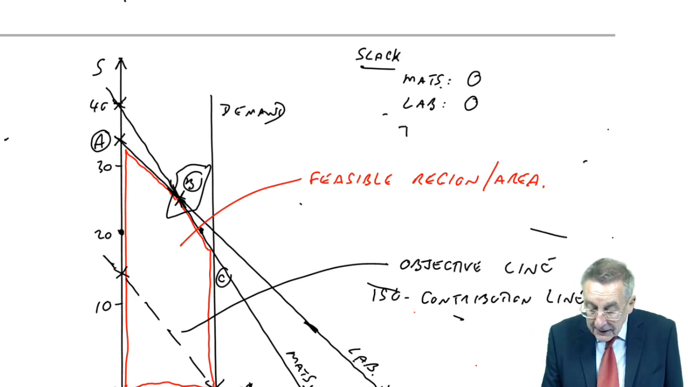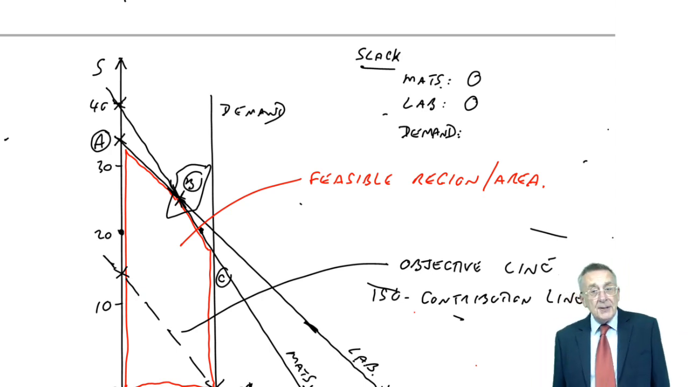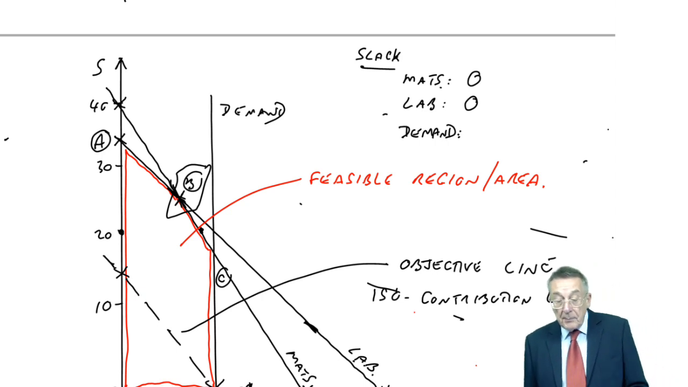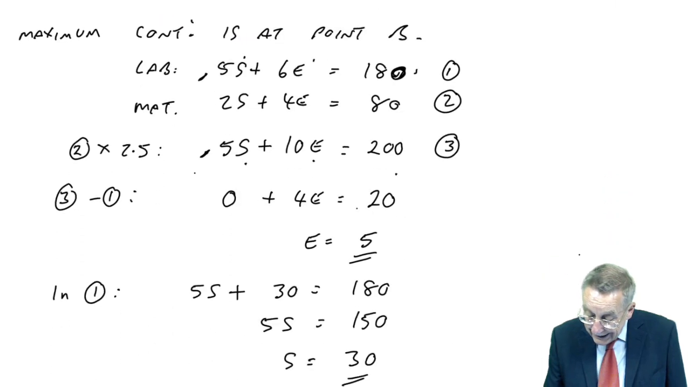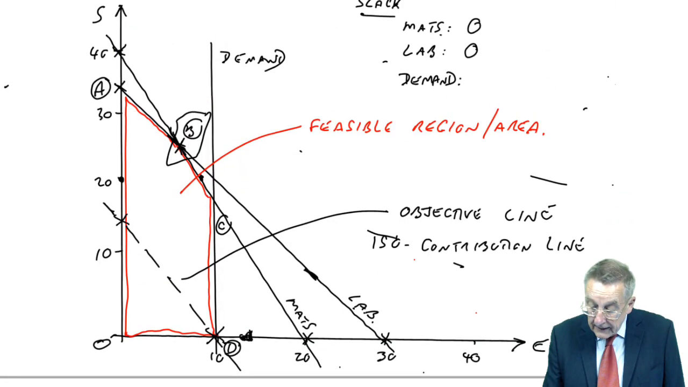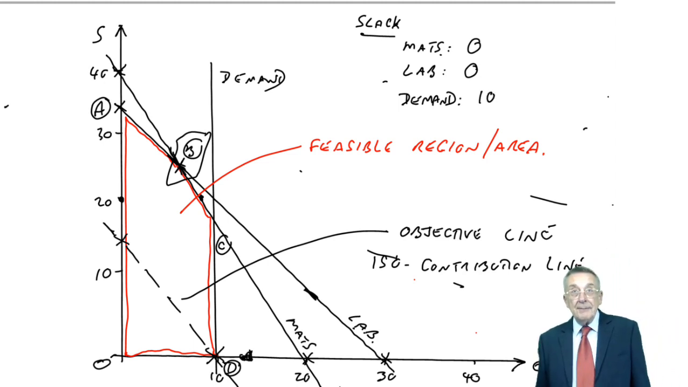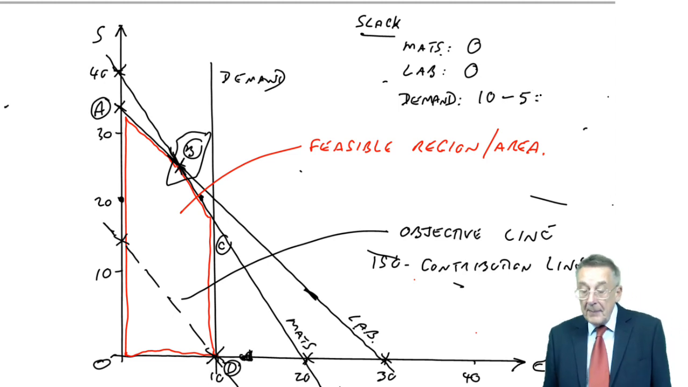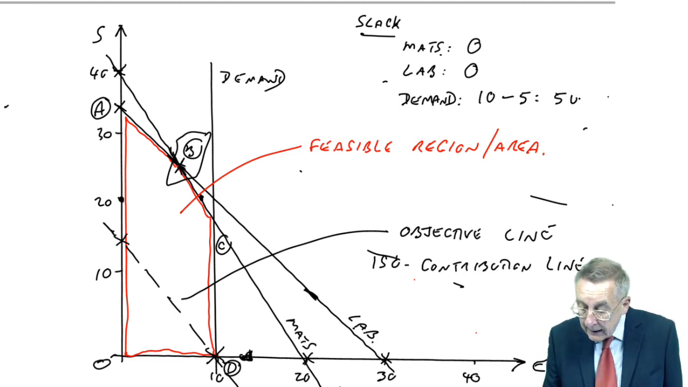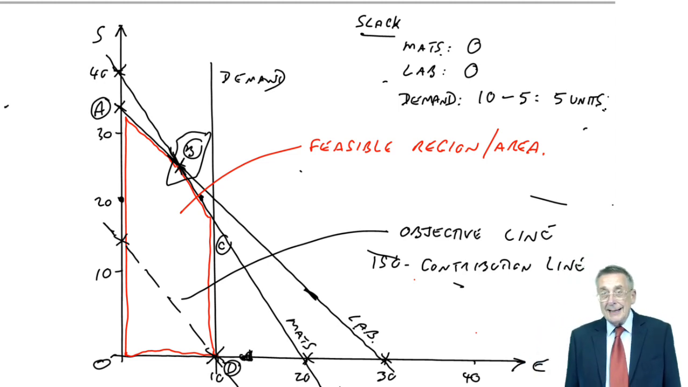Finally, what about the demand? The limit there was 10, but we made 10 E's. Are we making 10 E's? No, we're not. At point B, we're only making, what was it? 5 E's. And so we've got spare. There was 10 available, demand. We're only satisfying the 5 we're making. There is spare of 5 units. So that's all it is. It's easy.